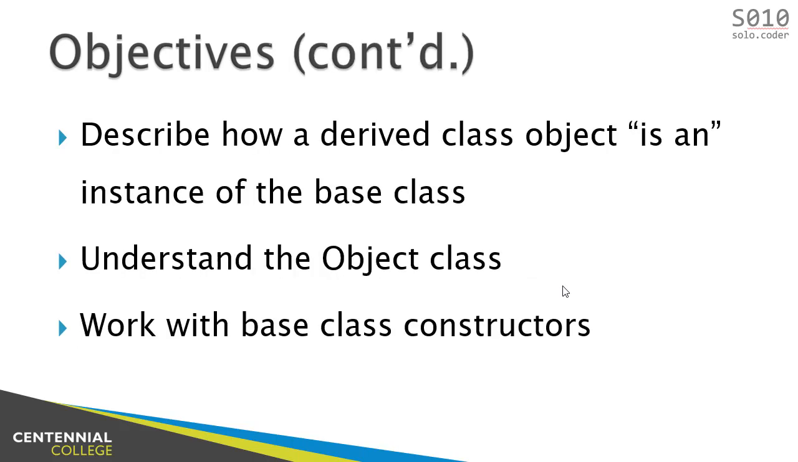We're going to be using this expression, is an, is a. A student is a person. A professor is a person. A cat is an animal. When we are talking about inheritance, we're going to be talking about the object class as well.